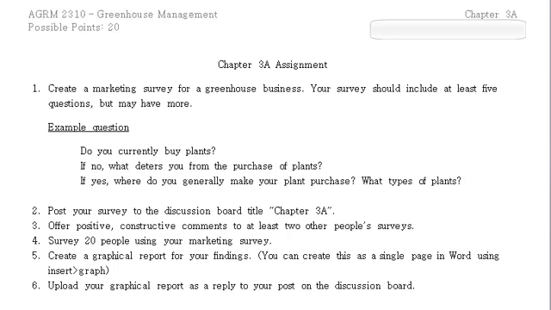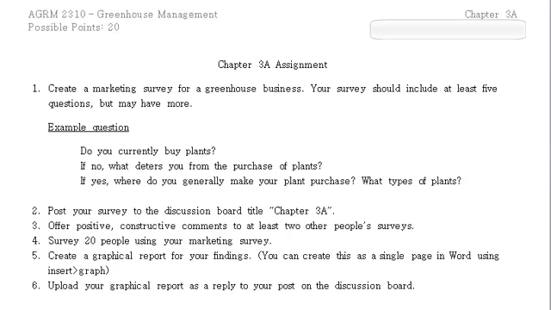If you look in the chapter, there's more information on page 2 about situational analysis, and it looks at customer surveys to give you a little bit more ideas. But you want to think of questions that, if you were a greenhouse manager, you would want to ask your customers. I want you to post those questions to the discussion board titled Chapter 3A.